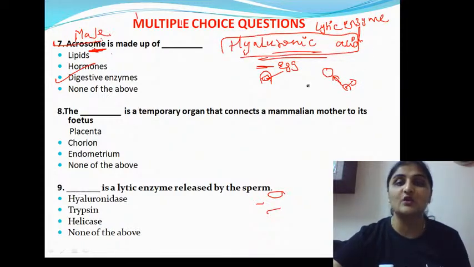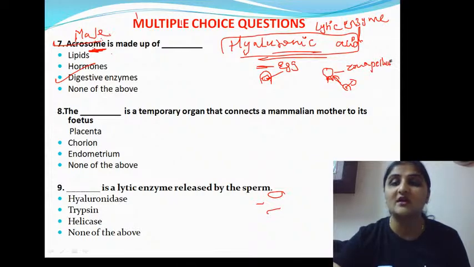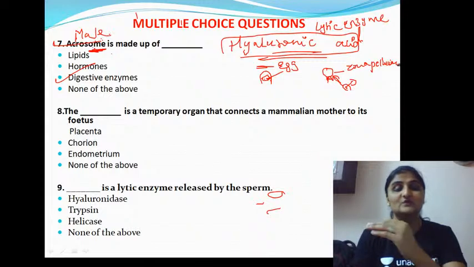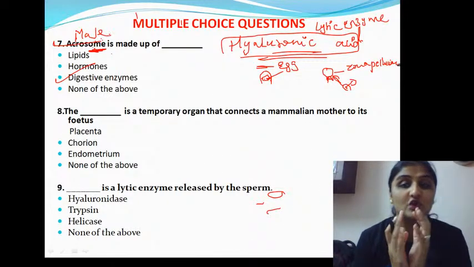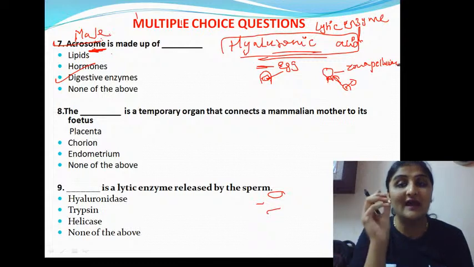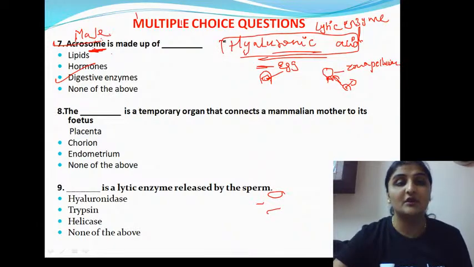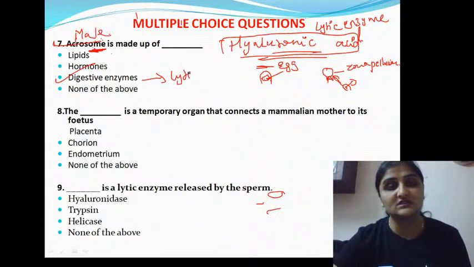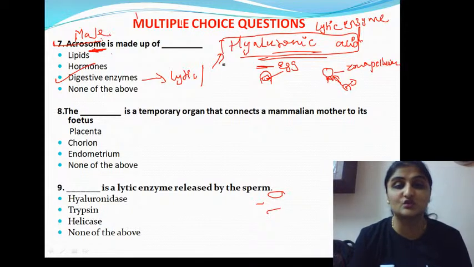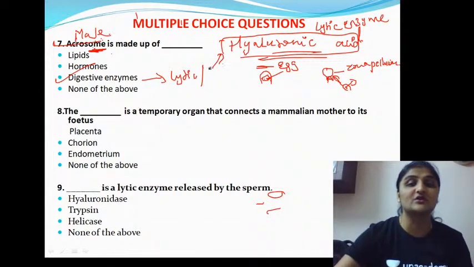This acid is going to break the wall, that is the corona radiata. It is going to break the zona pellucida and reach the vitelline membrane, students. So the zona pellucida, which is the covering of the mature egg, is going to get dissolved by this lytic enzyme called hyaluronic acid. So the answer is digestive enzyme, because the one which breaks or engulfs something is also called digestive. Digestive is also known by another name, lytic enzyme, and the most common lytic enzyme is hyaluronic acid, or you can say hyaluronidase enzyme, which is going to secrete this acid.